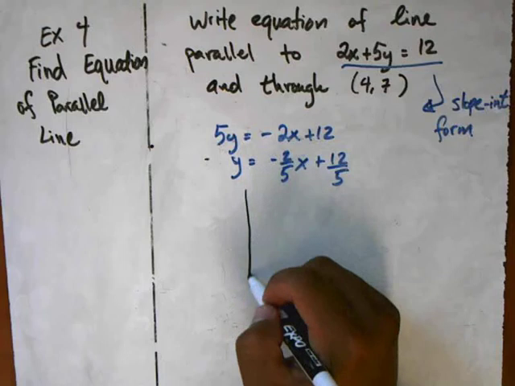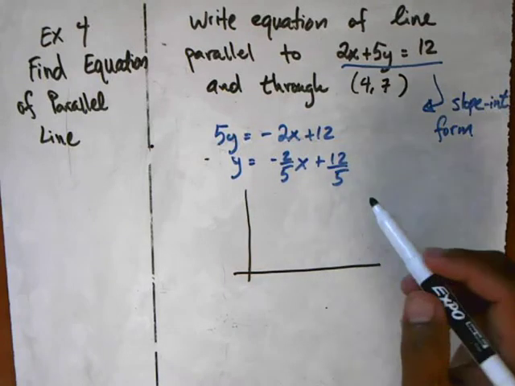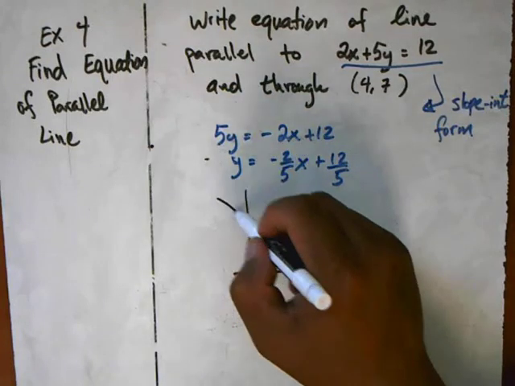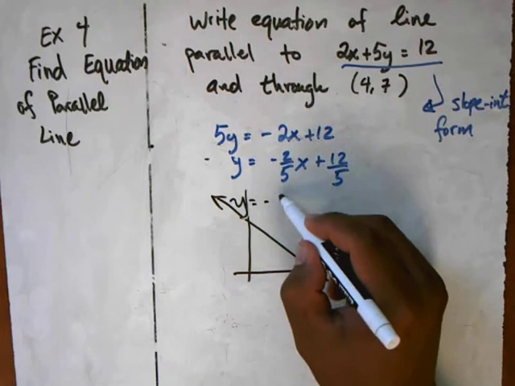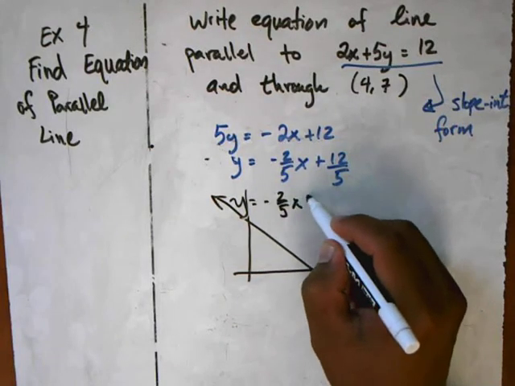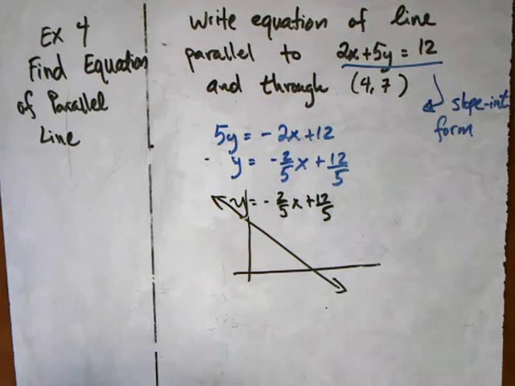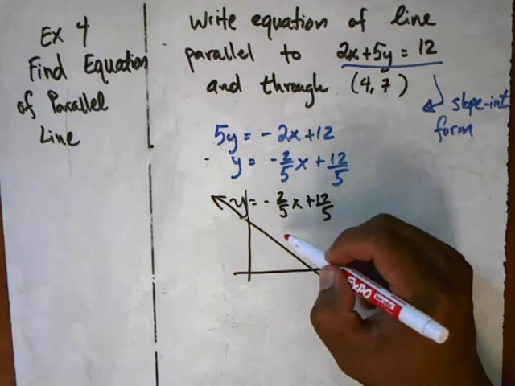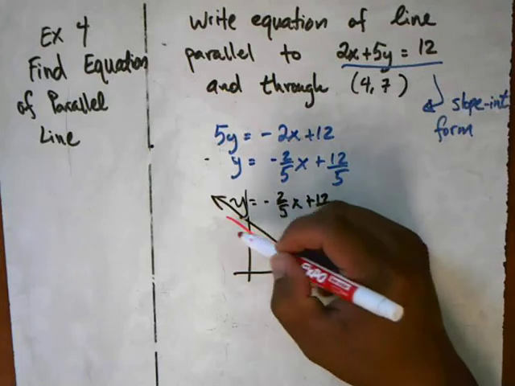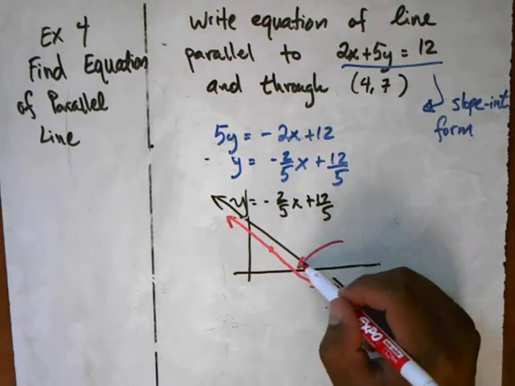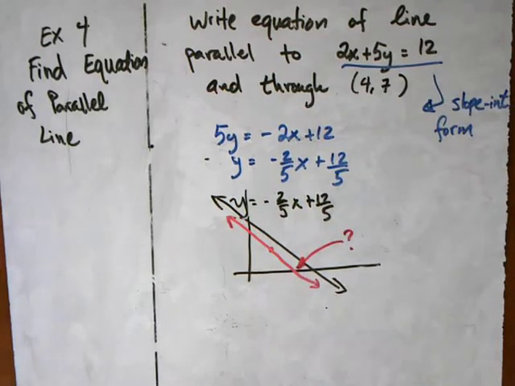So just to illustrate graphically, there's this line right here that has this slope. It's negative. We'll say this is y equals negative 2/5 x plus 12/5, and I need to find some other line that has the exact same slope, but rather passes through (4, 7). So (4, 7), we'll say it's somewhere here. I need another line that's exactly parallel to it with the same slope. And what's the equation of this red line right there?